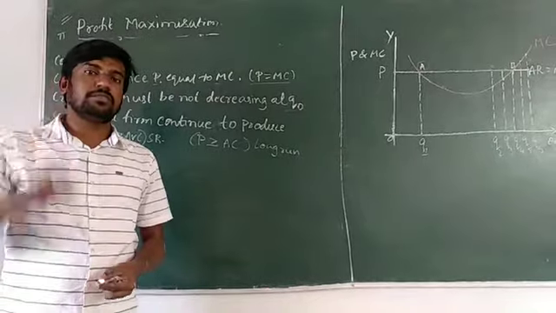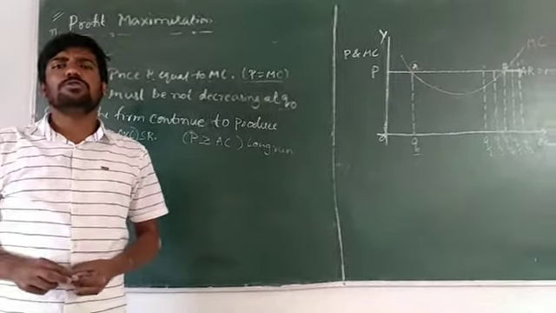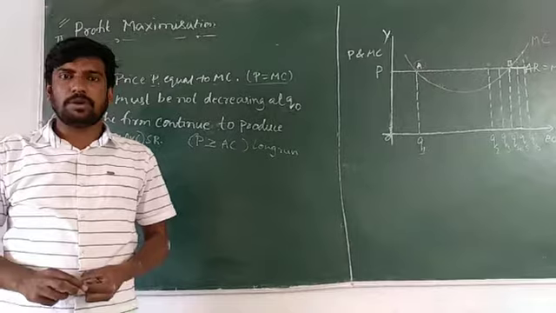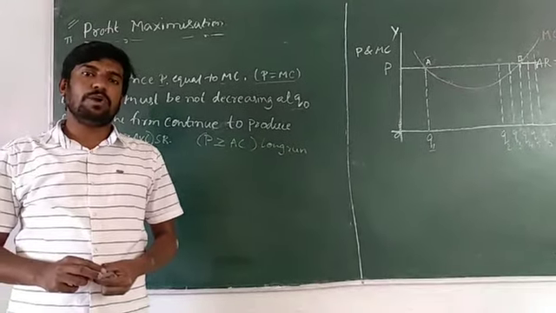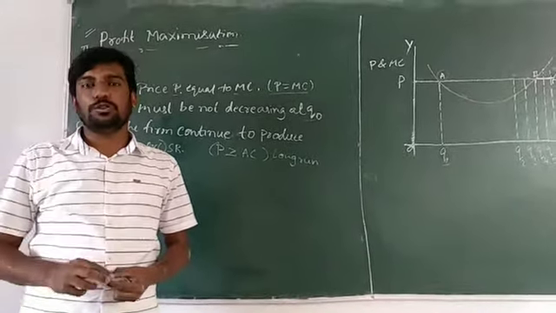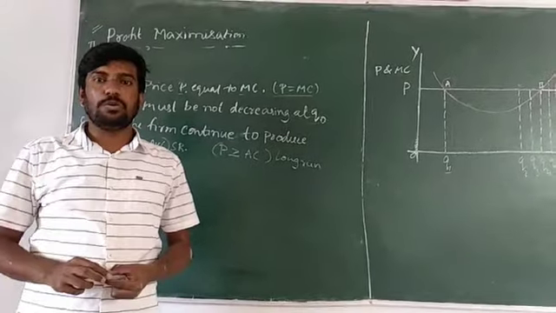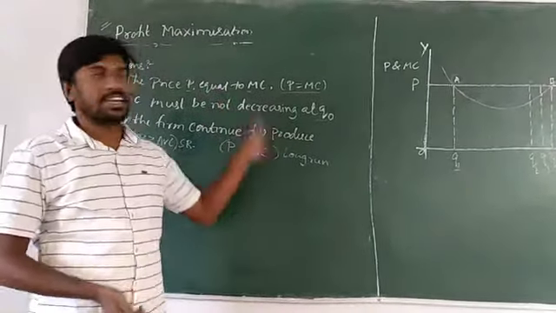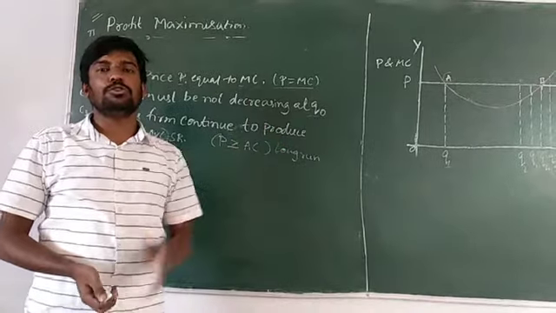Every producer's main goal is earning a maximum profit. To earn that maximum profit, how should the firm produce, and what level of output should it produce? We can understand that by these three conditions, and we are going to discuss them today.